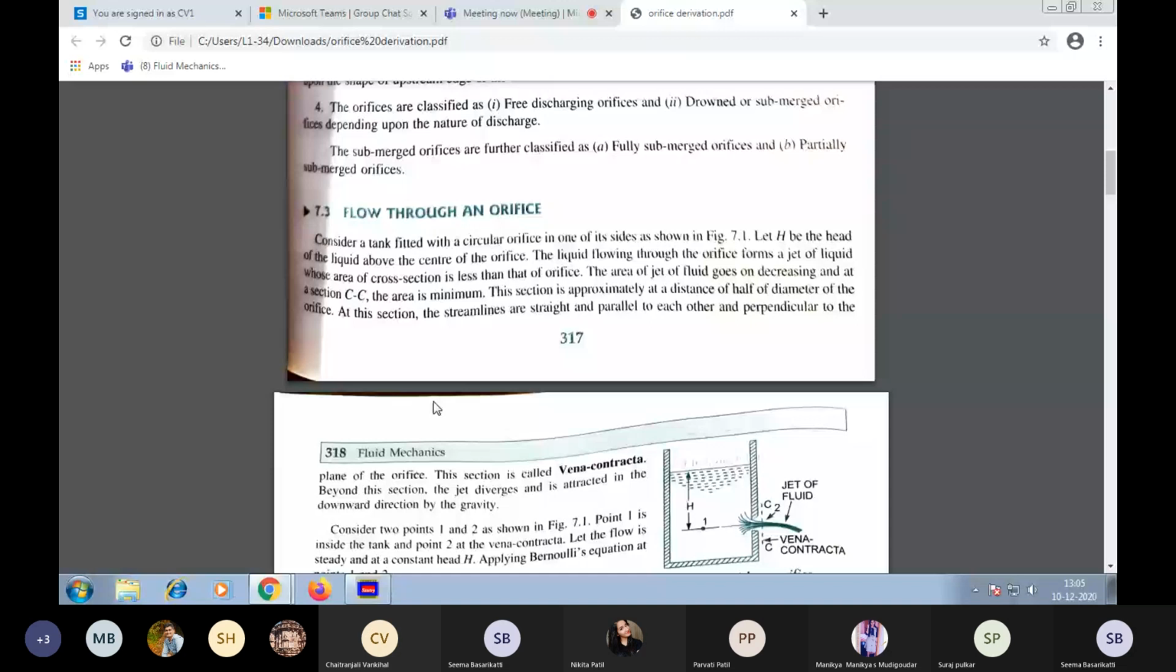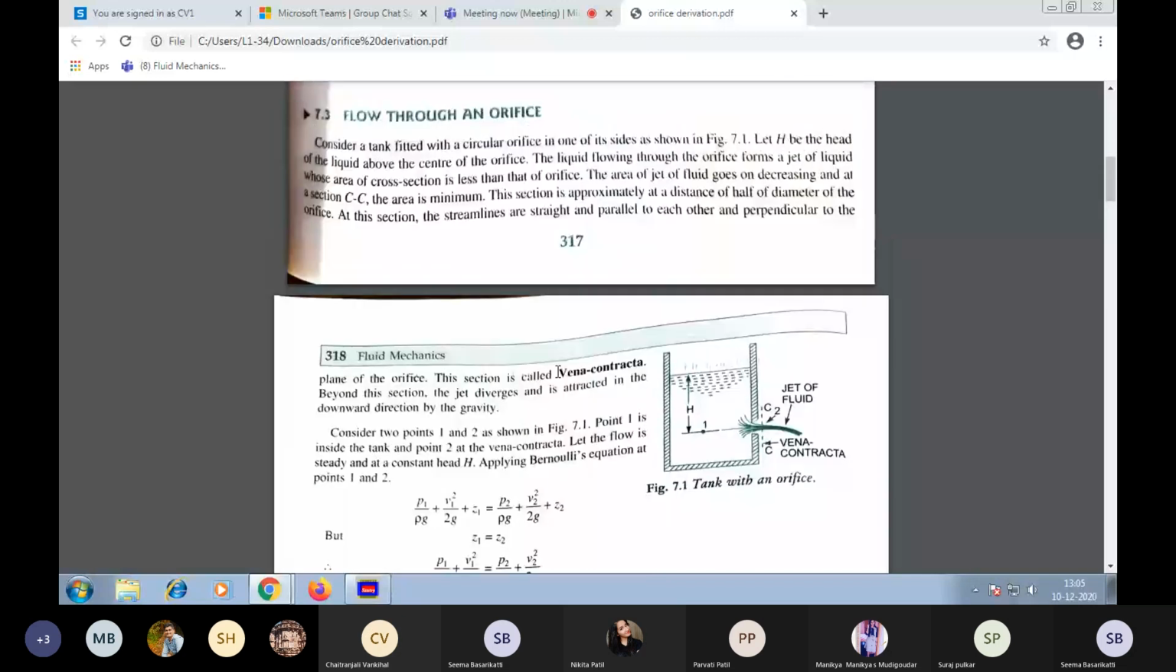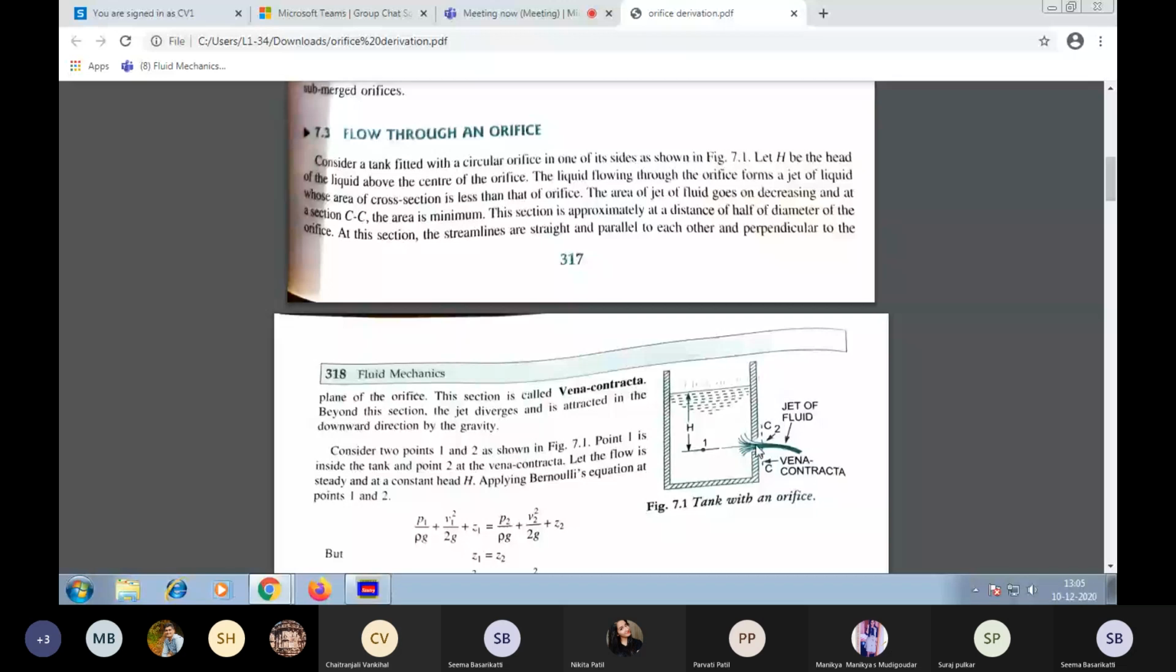So here consider a tank where h is the height of water from the center of the orifice up to the free surface of the liquid. Consider a tank where a circular orifice is fitted at the bottom of the tank at one side. Let h be the head of the liquid from the free surface up to the central axis of the circular orifice. Here, the liquid flowing through the orifice forms a jet.